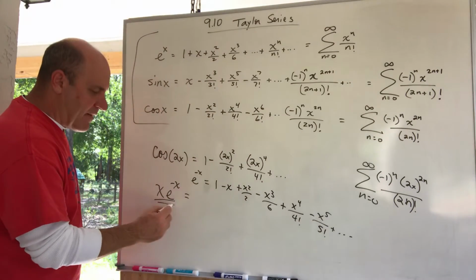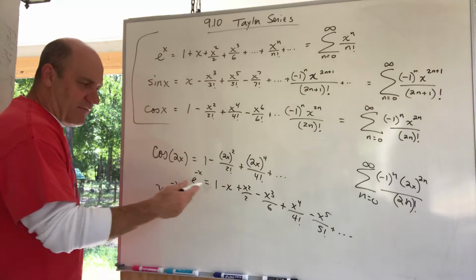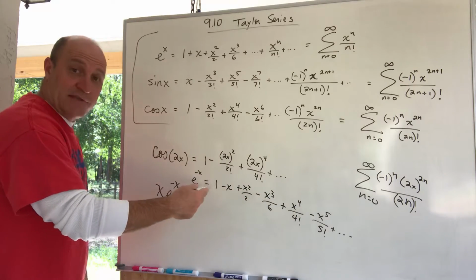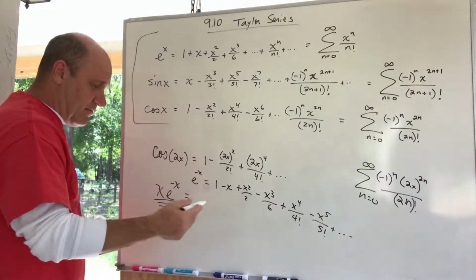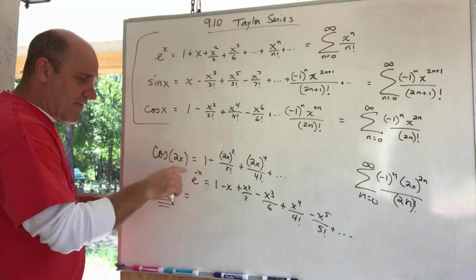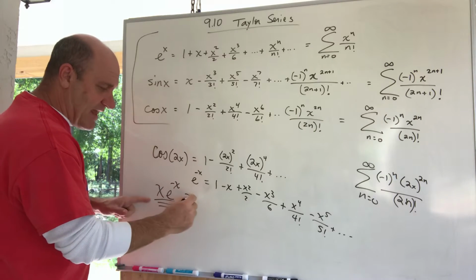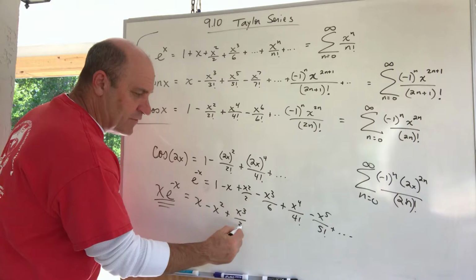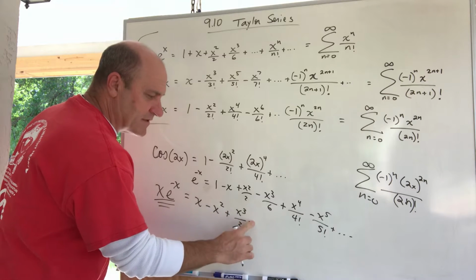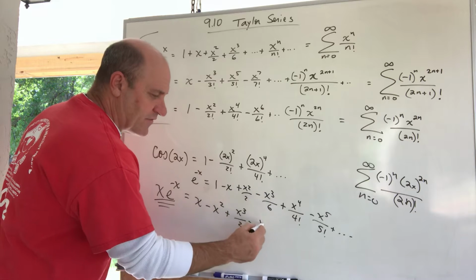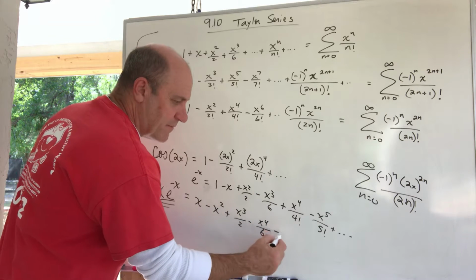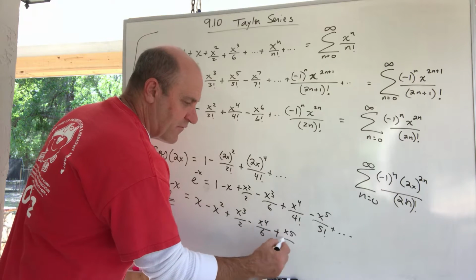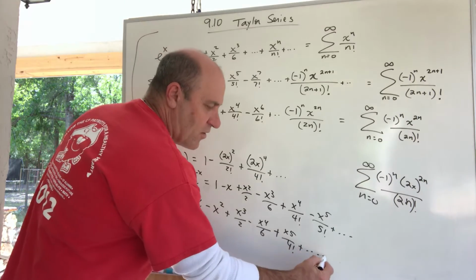I want to multiply it by an x. So guess what? If you want to multiply this polynomial by an x, you distribute it and multiply by an x. So here I go. If I multiply this guy by an x, I get x minus x squared plus x cubed over 2. I'm just multiplying by an x, sorry. x to the 4th over 6 plus x to the 5th over 4 factorial, and so on and so on.